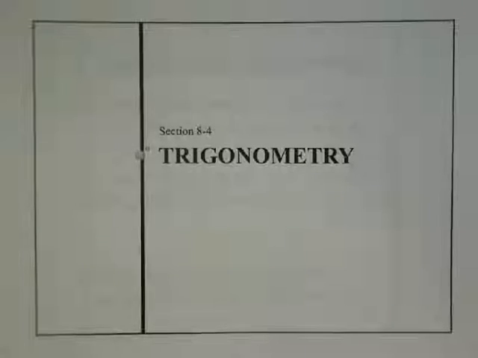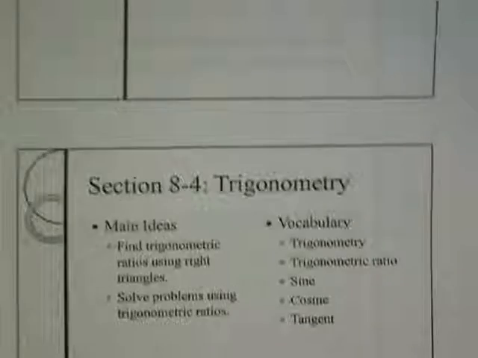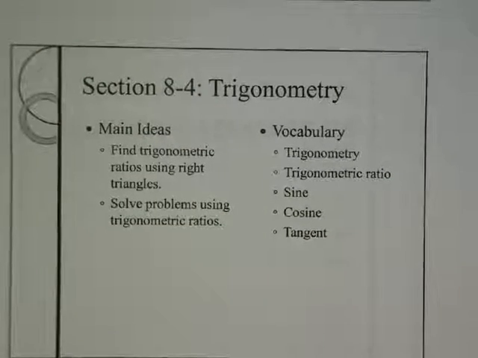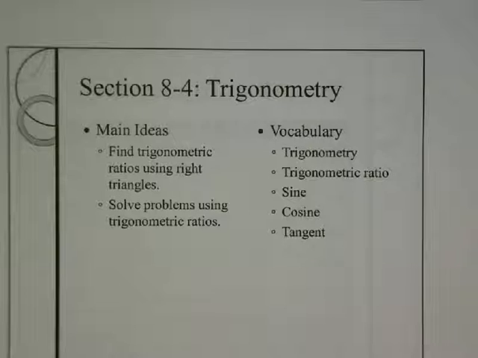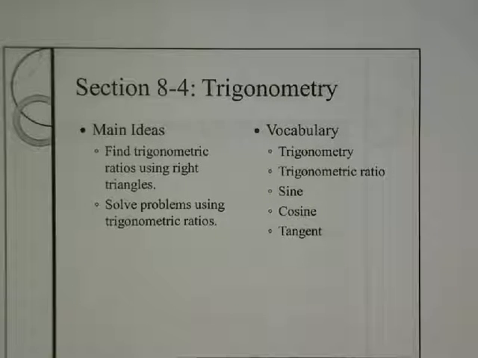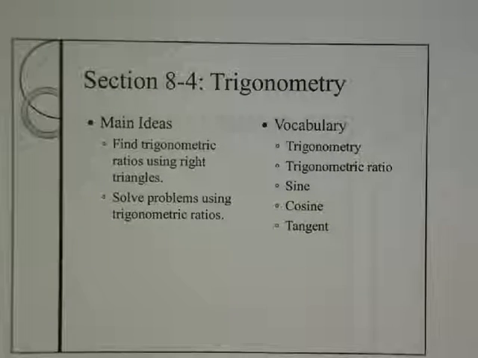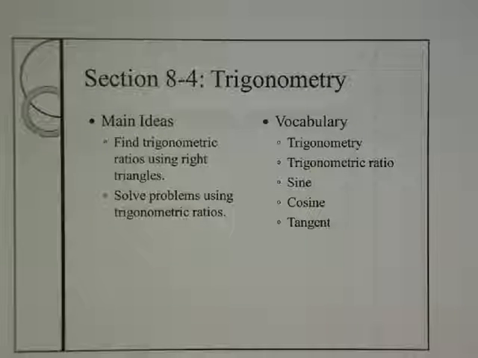Okay, here we have section 8.4, which deals with trigonometry. So main ideas: find trigonometric ratios using right triangles, and then solve problems using trig ratios. So vocab over there: trigonometry, trigonometric ratio, sine, cosine, and tangent.